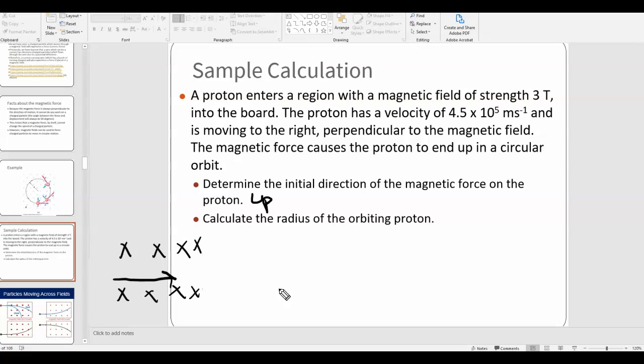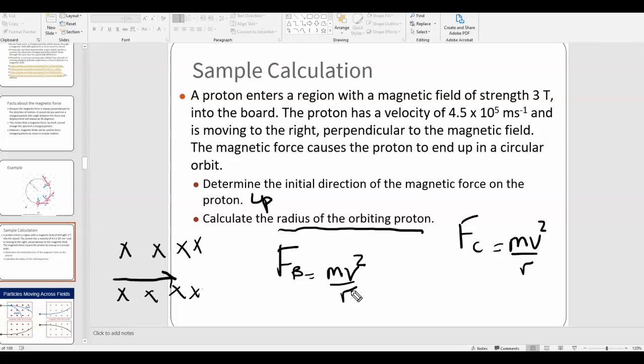Now, we're asked to calculate the radius of the orbiting proton. And in this situation, we are assuming that the centripetal force, which remember, centripetal force is the net force acting on an object moving in circular motion, that's equal to mv squared over r. That's made up of the sum of the radial forces acting on an object. In this case, there's only one force on the proton, and that is the magnetic force. So here we have the magnetic force, Fb, providing the centripetal force.